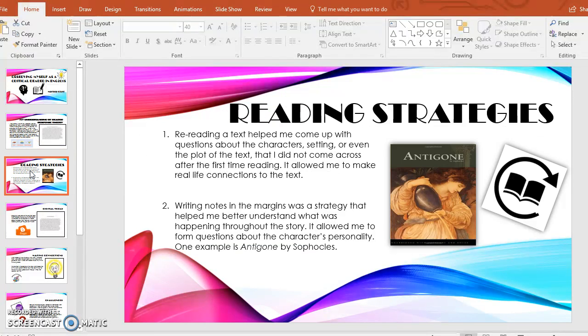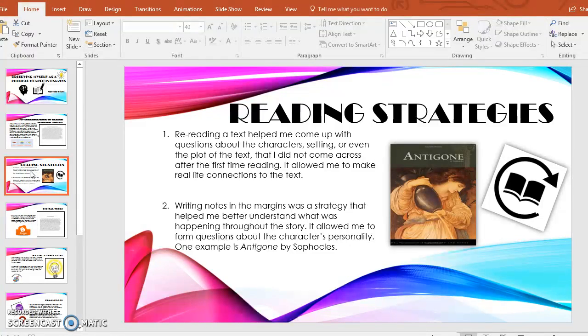Reading strategies. I never realized how important it was to reread a story until after taking this English course. It all makes sense as to why reading a book used to be so boring. I only read through the book once, and that was mainly because I had to, and even once seemed like one too many times. However, now that I've reread multiple stories, I can come up with questions about the characters, setting, and theme of a story. Whether it's a short story, a poem, or a novel, rereading allows me to better understand the story as well as make real-life connections to that story.